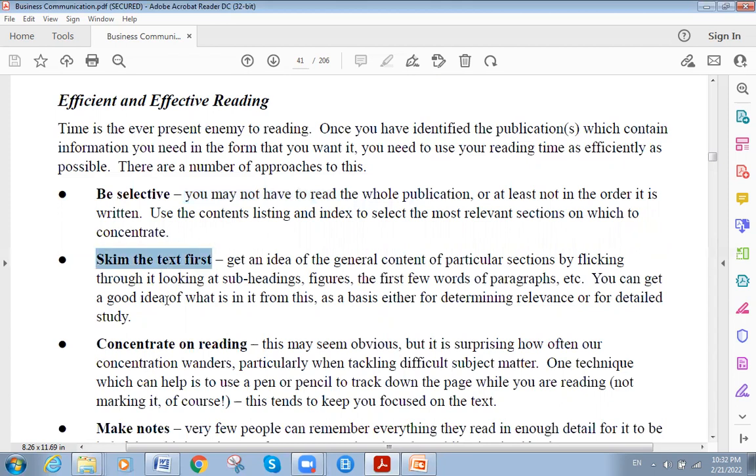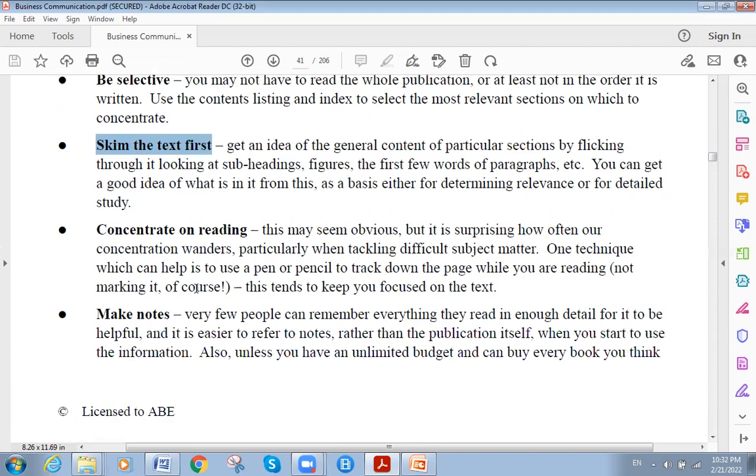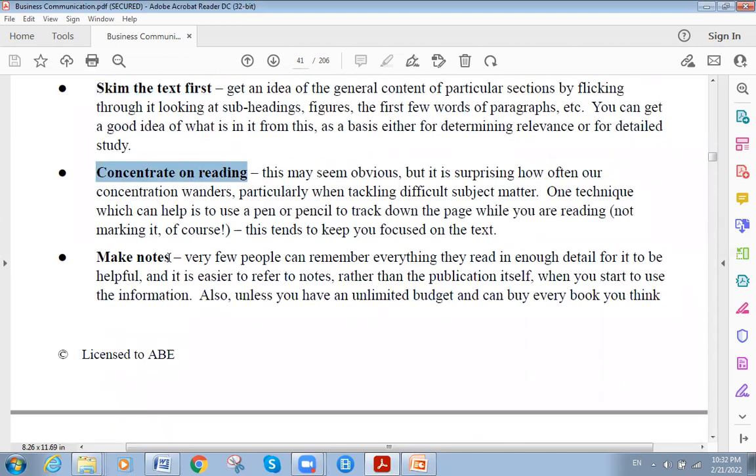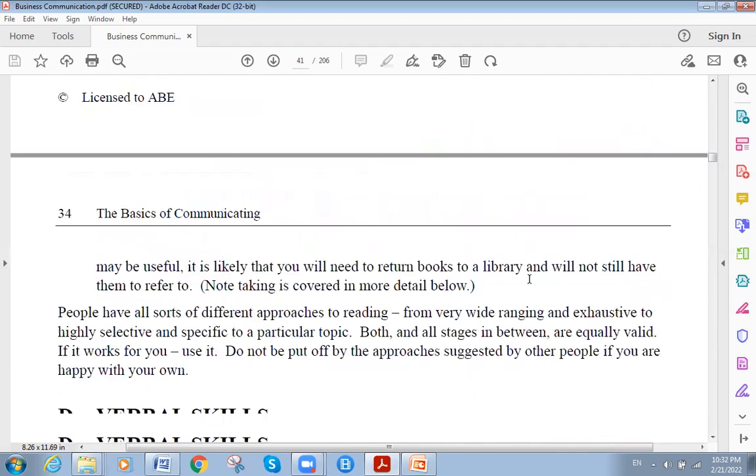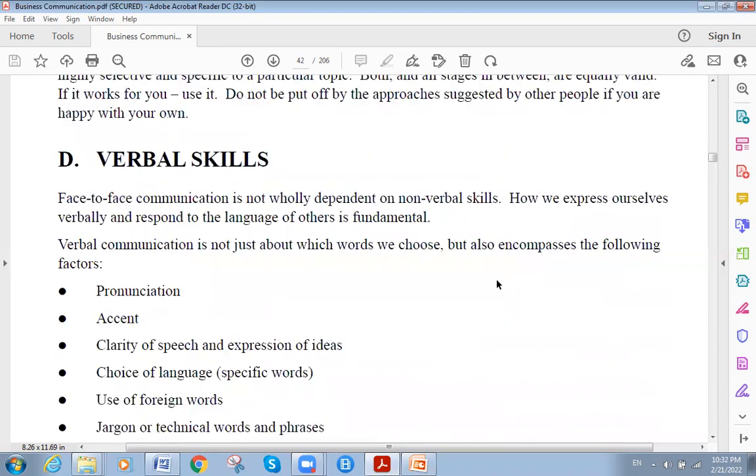Skim the text first. Just take a skim, to get the overall idea of what the whole book is talking about. Concentrate on reading. Then always make notes. Sometimes when we were young, we used to use the margins to make some notes of what we are reading. This is effective reading.